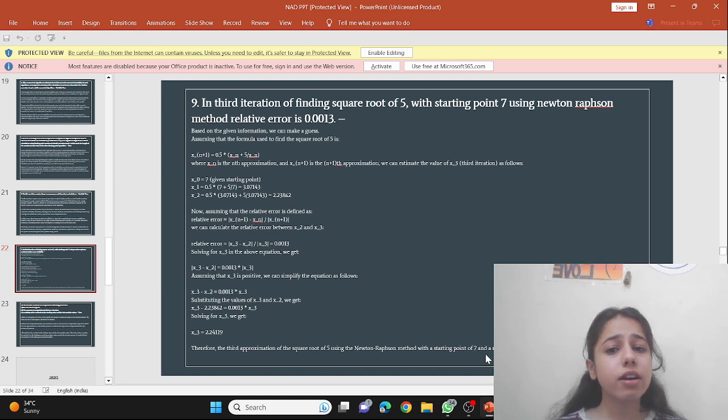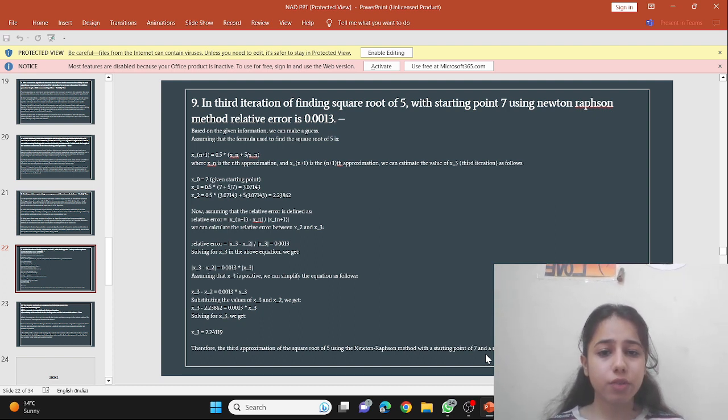Ninth question is, in the third iteration of finding the square root of 5 with starting point 7 using the Newton-Raphson method, the relative error is 0.0013. Based on the above given information, we can make a guess. Assuming the formula used to find the square root of 5 is this, the approximation of the square root of 5 using the Newton-Raphson method with a starting point of 7 and a relative error of 0.00013 is approximately 2.4119.